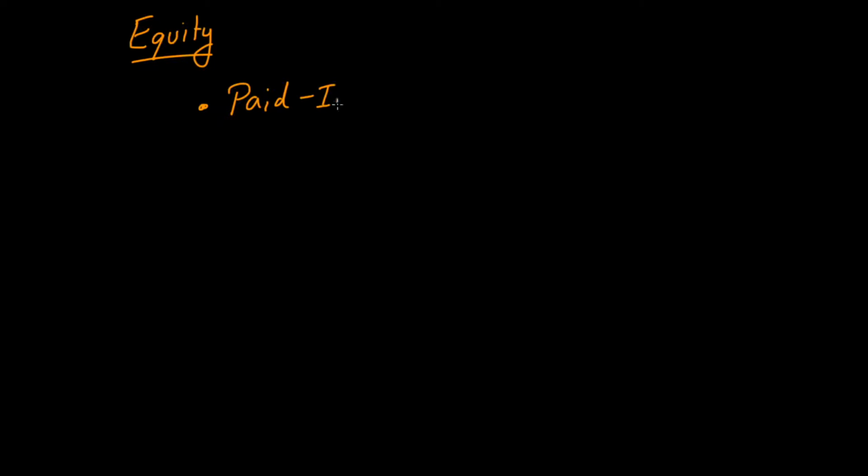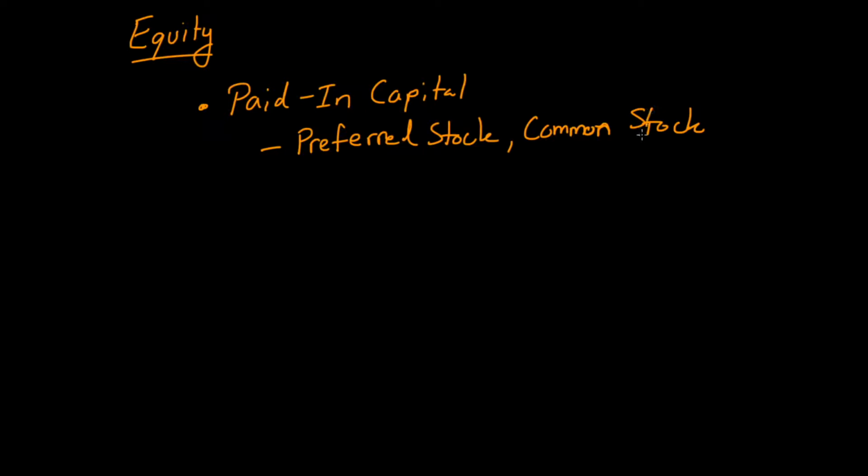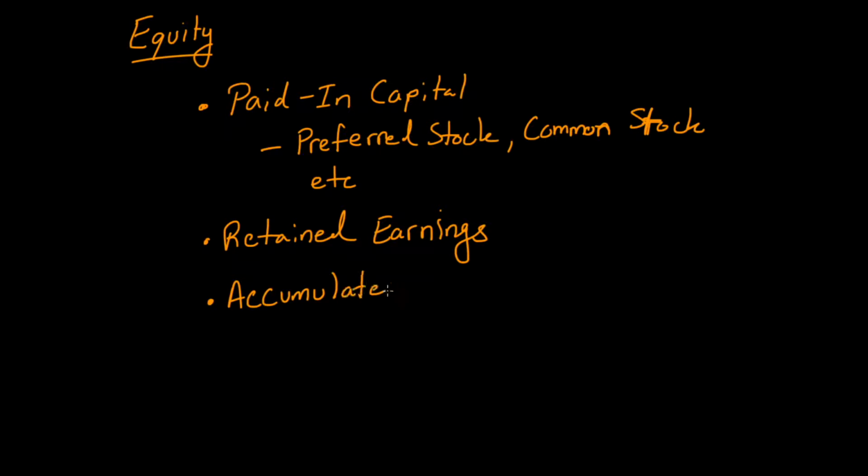Let's break down equity. Equity includes paid-in capital, which is money paid by shareholders in exchange for a share of the company, such as preferred stock and common stock. There's also retained earnings, which is the portion of a company's net earnings that are not paid out to shareholders as dividends, and it's either used to pay down debt or reinvested in the business. There's accumulated other comprehensive income, which is the unrealized gain or loss from specific investments, like hedges. And there's also some other things that we'll get into when we look at an example.